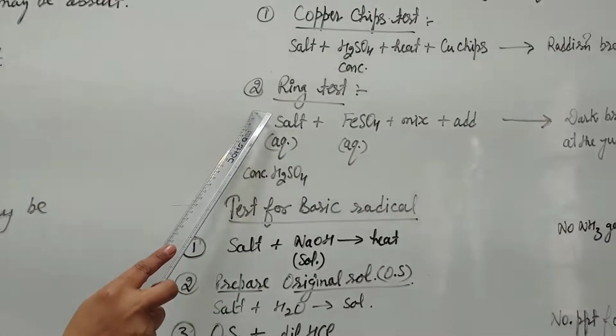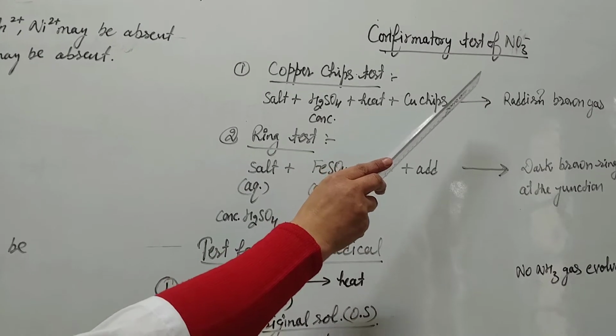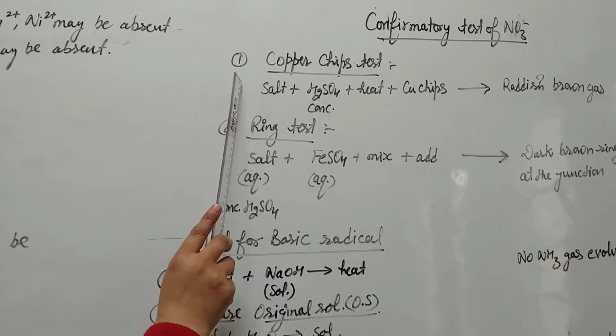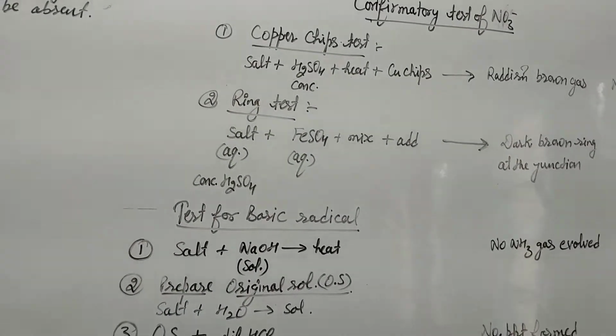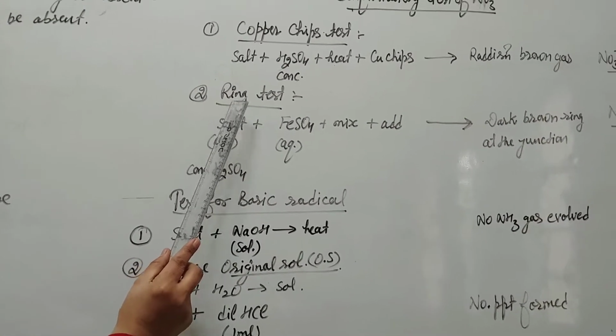Now come to the second confirmatory test of nitrate ion. You have to write two confirmatory tests for each anion as well as cation. So the second test is the ring test.